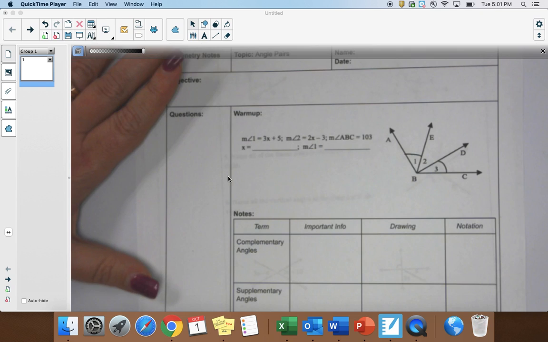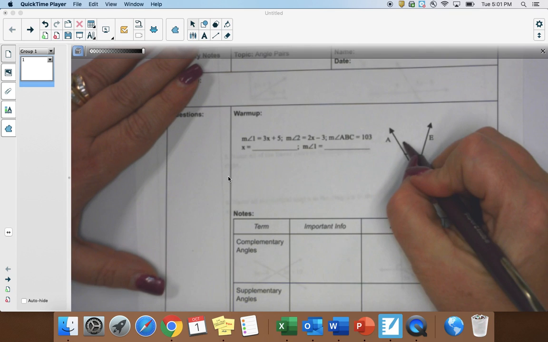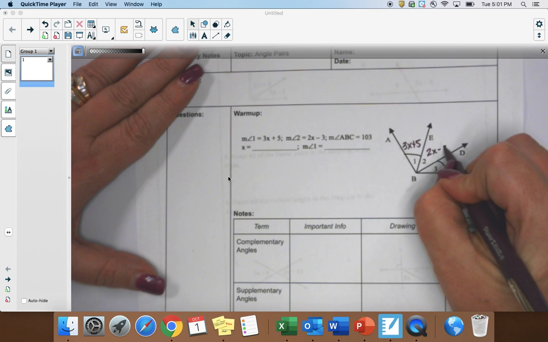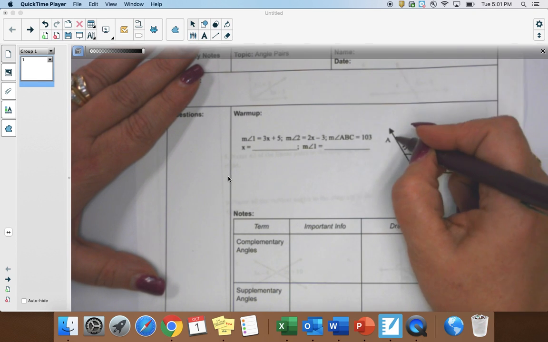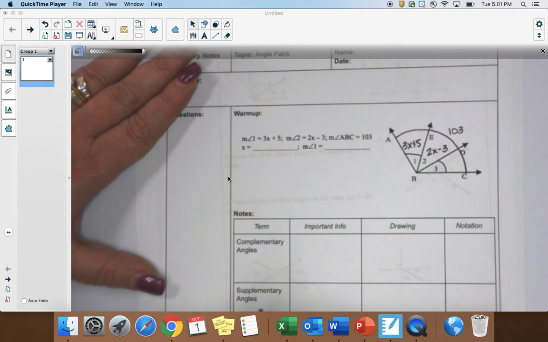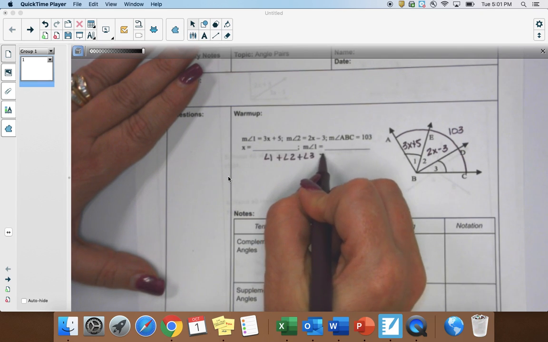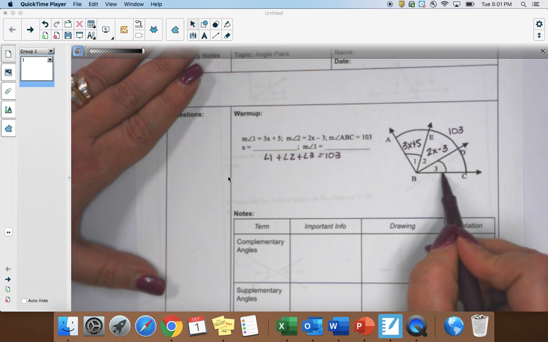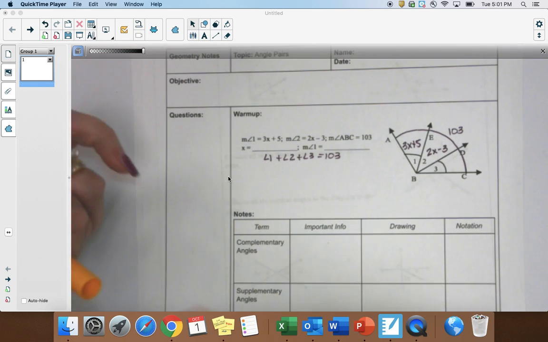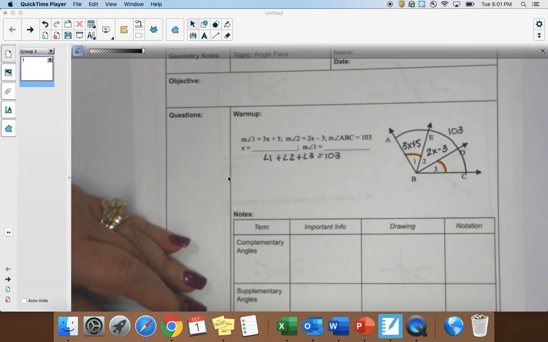On your warm up, remember always label everything as you get to it. So angle 1 is 3x plus 5, so we're going to label that. And angle 2 is 2x minus 3. And then angle ABC, which is this whole big angle here, is 103. So the problem is angle 1 plus angle 2 plus angle 3 is 103, and we don't have any measurements for angle 3. But if you notice this little mark right here and this little mark right here, that means that those angles are congruent. They're the same size.